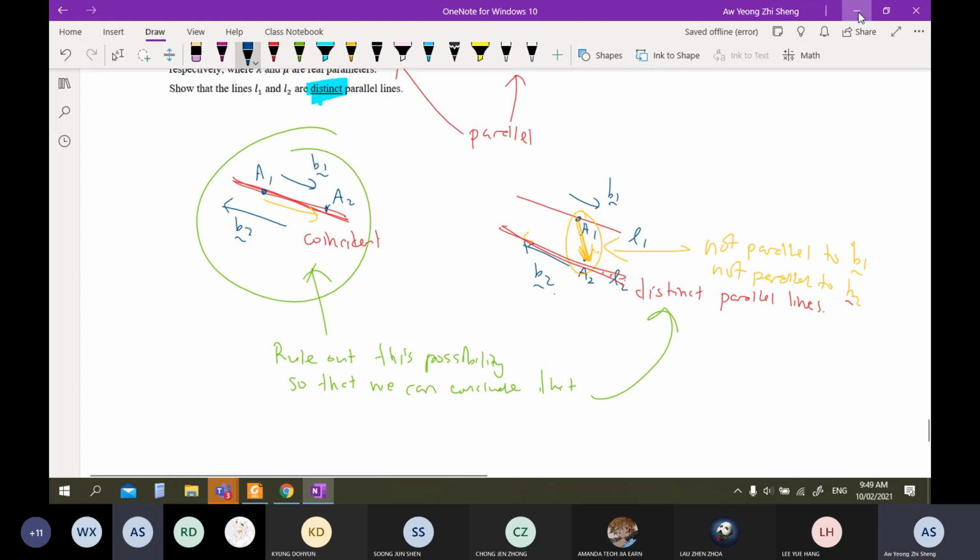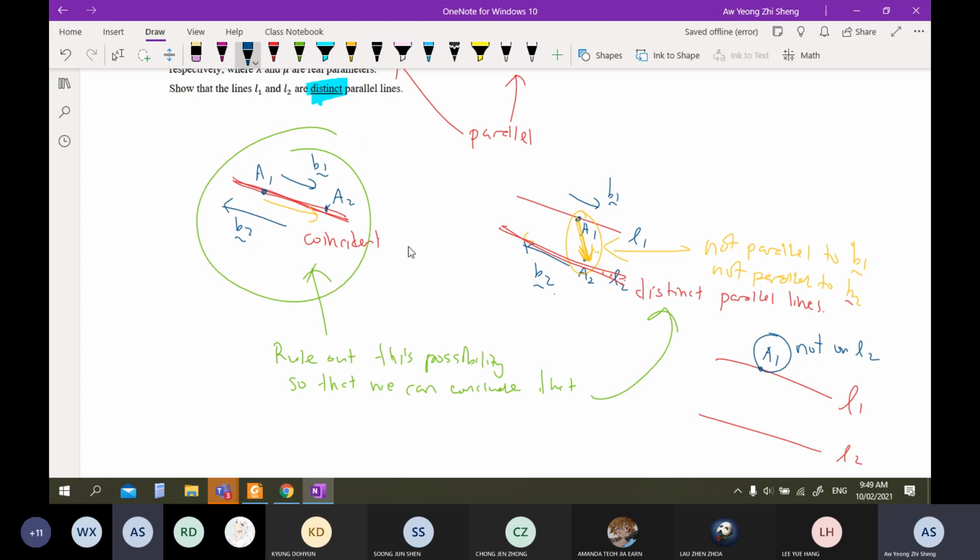Now, let's move on to method 2. The idea is that you need to show that the point A1 doesn't lie on line L2. You can imagine this. If they are separate parallel lines, then obviously A1 will not lie on L2. If you can show A1 is not on L2, then of course they must be distinct parallel lines already.